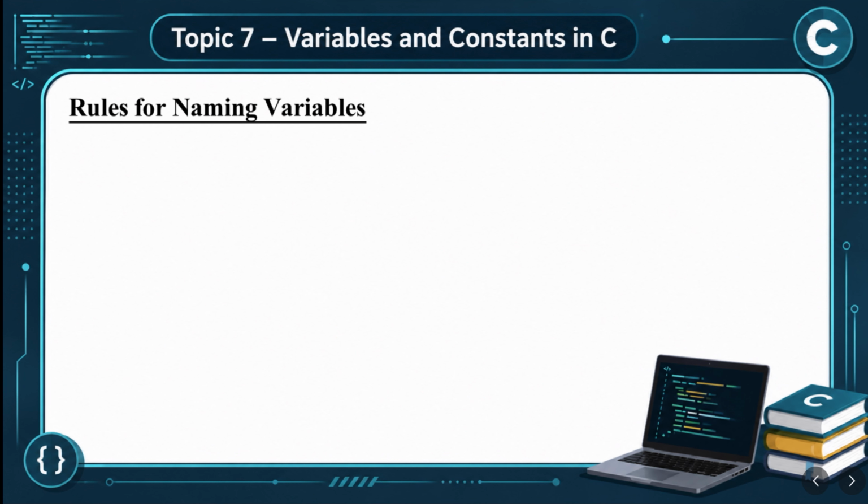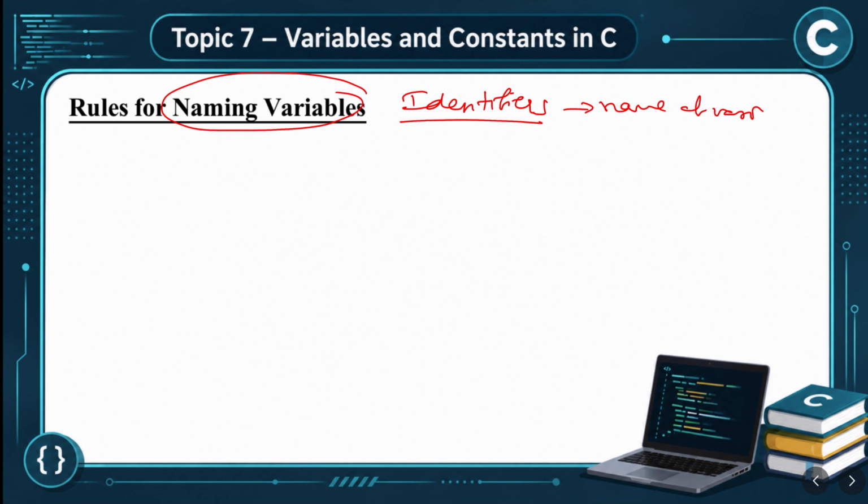There are rules for naming variables. Already you have seen this in the last video where we saw identifiers, right? Both will be the same, because we studied that an identifier is the name of variables, functions, arrays, etc. In that, variable came, so it is what we are studying now. The rules will be the same.